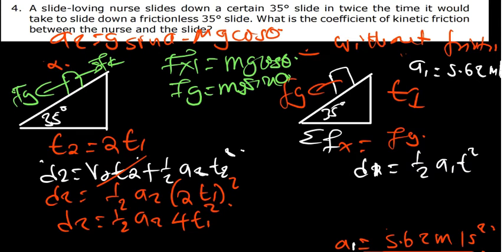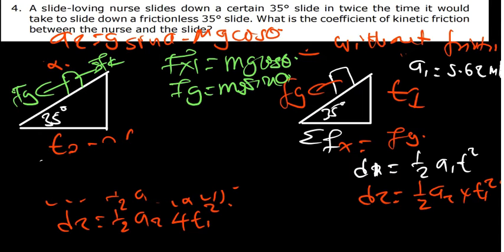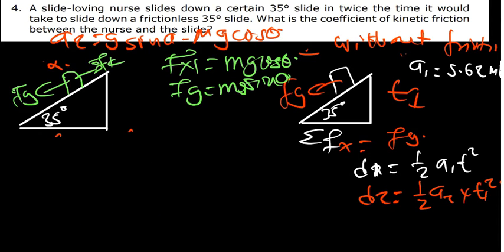The distances D1 and D2 are going to be the same. So where there is D1, I'm going to put D2. Let me put this equation here: D2 is half A2 times 4 T1 squared. Now D1 is equal to D2, so I no longer need this. I can see that my D1 is half A1 T1 squared.